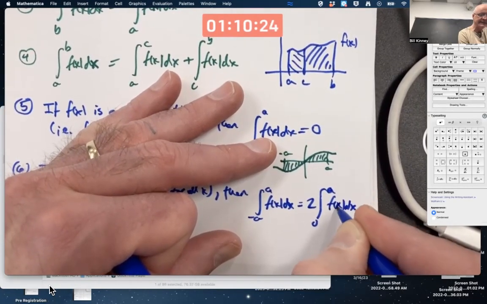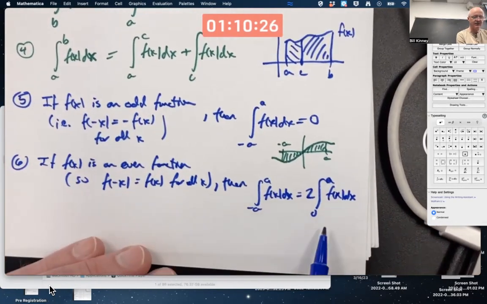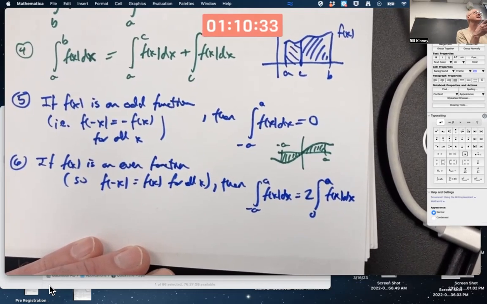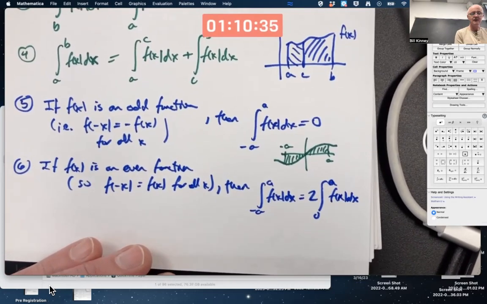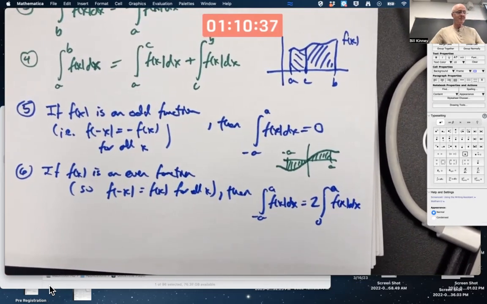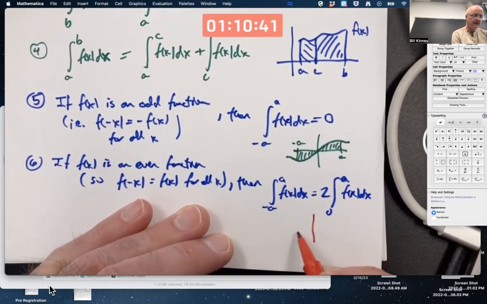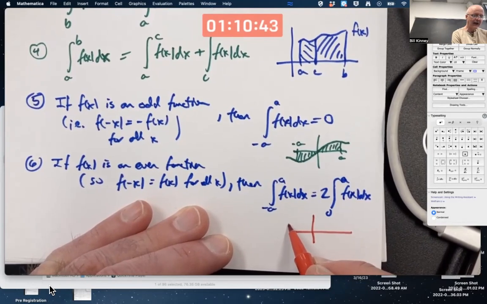That doesn't save quite as much time as the odd case, but it does save a little bit of time because it's nice when the lower limit is 0, oftentimes, right? Because then when you use the fundamental theorem of calculus, oftentimes you end up subtracting 0. Not always, but oftentimes. An even function, generic graph, has symmetry about the y-axis. Maybe it looks like this.